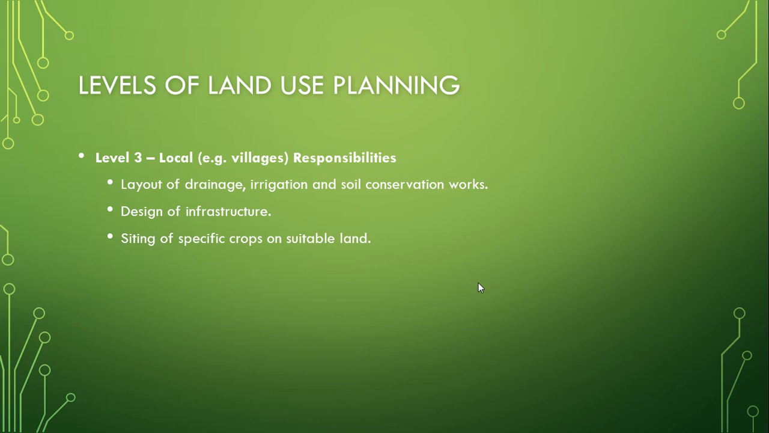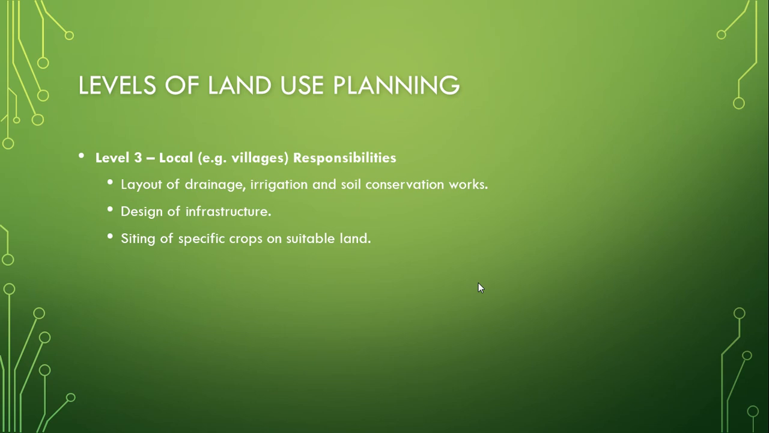Level 3, these are local responsibilities. So we are down to the village level now, or the towns, or the specific cities. And at this level, this is where the land use plans are directly implemented. These are the people who will actually carry out the implementation of the plans.